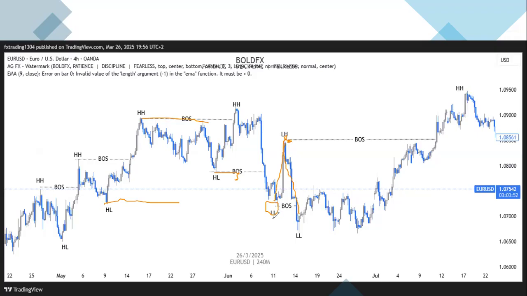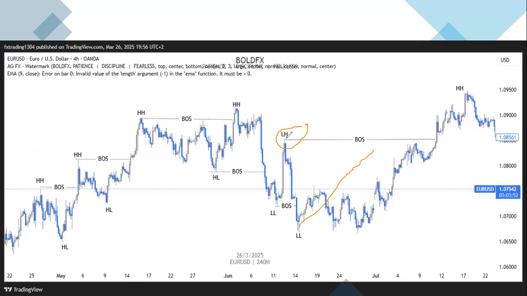Price breaks your lower low, creating a break of structure, which confirms that you are now in a downtrend, right? So after that, price creates a lower low, and then takes out your lower high. So what happens here is that price now changes from a bearish trend to a bullish trend.